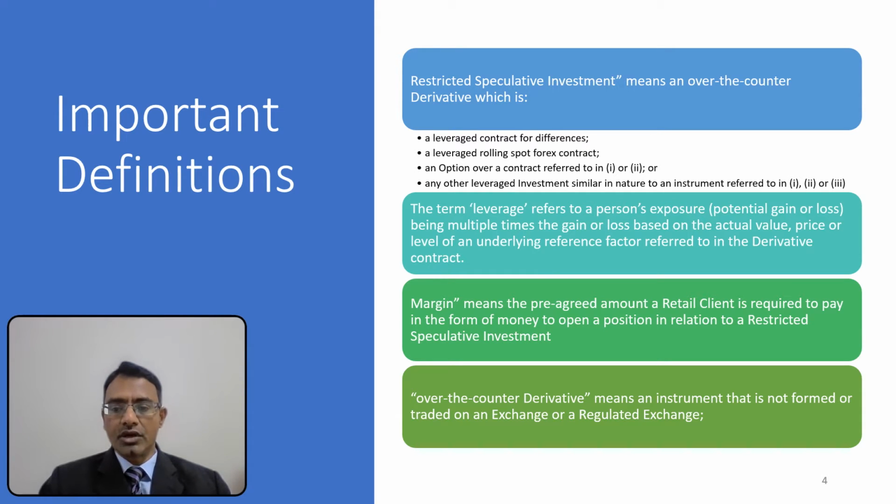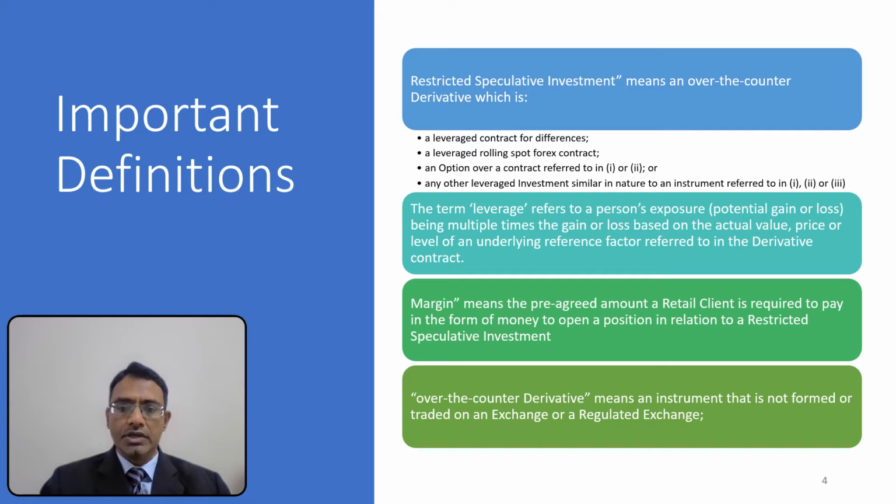So suppose you are investing $100, they may give you a leverage of say 1 to 100. So you can have an exposure of $100 into 100, which is $10,000. So wherever there is a price movement, the profit or loss is on the total $10,000. So the profit is on that higher amount and the loss is also on the higher amount. So leverage refers to a person's exposure being multiplied, so the gain or loss is based on the actual value.